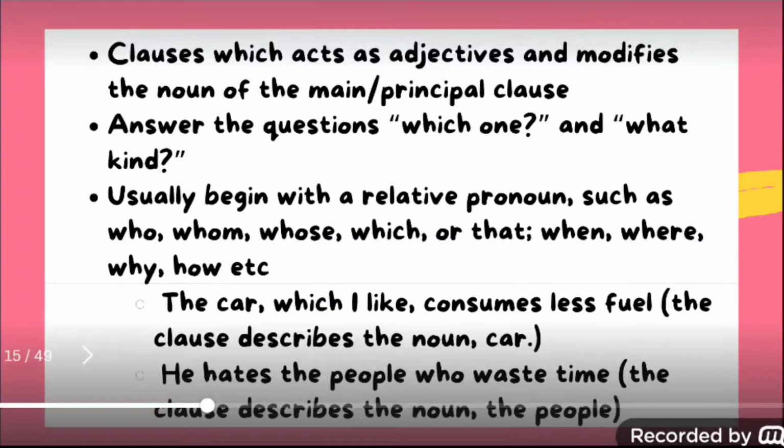The sentence can be split into two parts. The first one, the car consumes less fuel, is an example of an independent clause. The second part, which I like, is a dependent clause, and in this particular sentence, it acts as an adjective which describes the noun car.